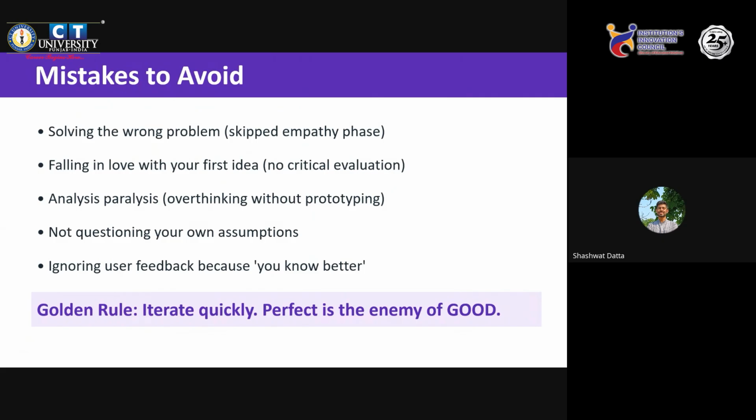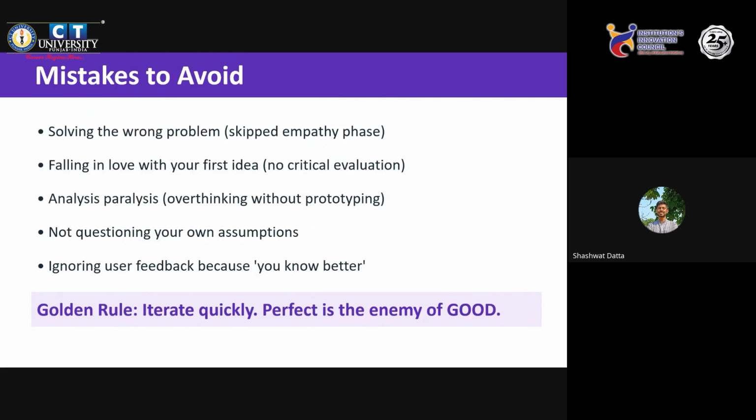You fall in love with your first idea. You are doing no critical evaluation. You thought of an idea and then you build on that idea, you're doing everything. Third, it's analysis paralysis. You're too busy analyzing that you never build anything real. Sometimes you just need to prototype and see the real things.